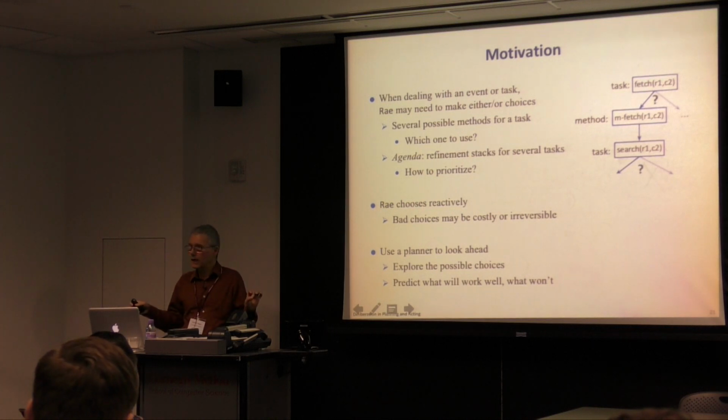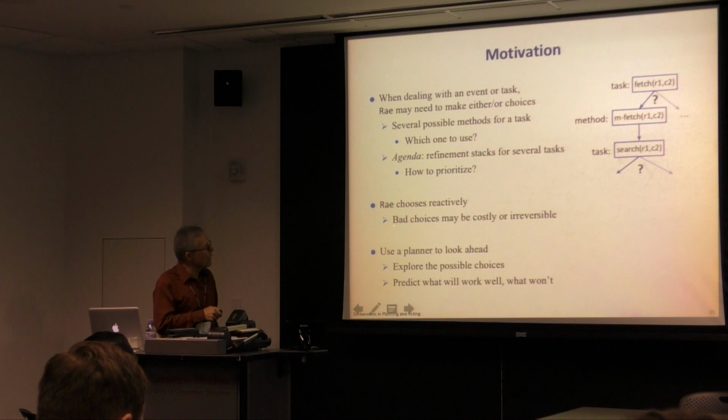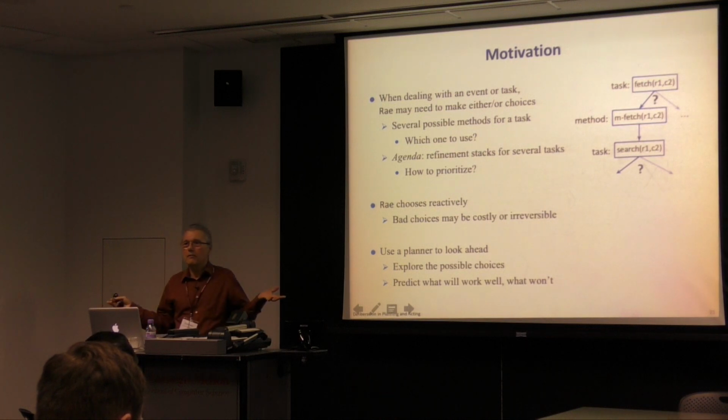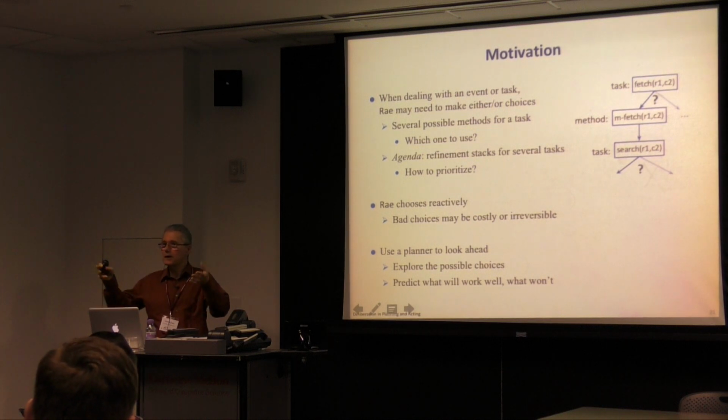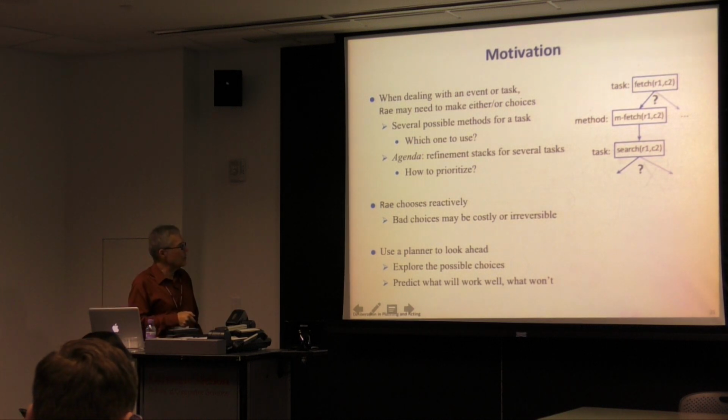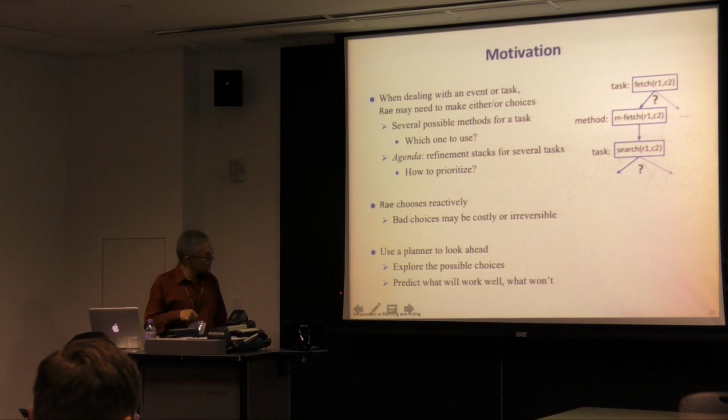Okay? Well, Ray makes its choices reactively. It's not doing any look ahead. And so if it makes a bad choice, that could be a costly thing to do, or it might even be irreversible if you have a domain where there's some dead-end states. So what we would like to do then is use a planner to look ahead, explore the possible choices, predict what will work well and what won't. Okay?